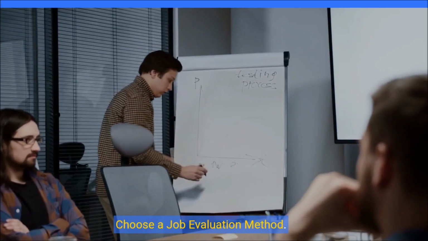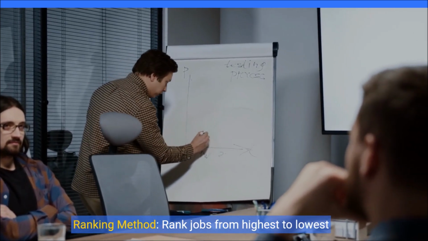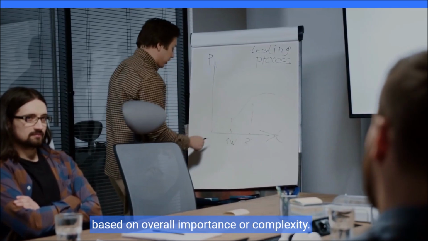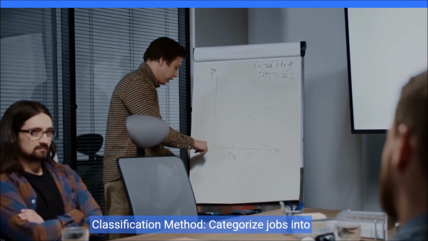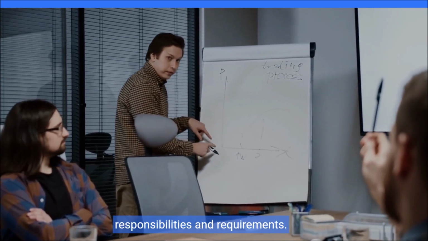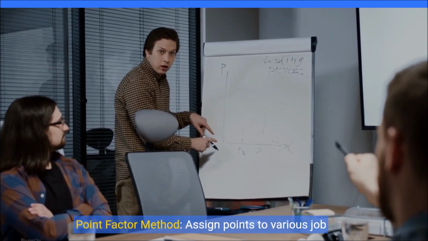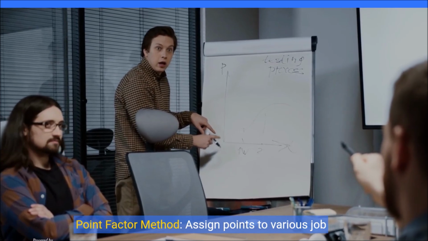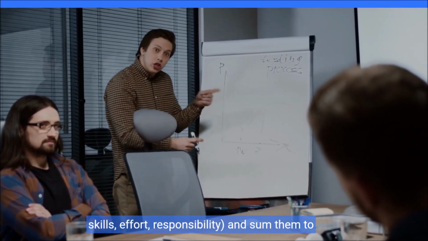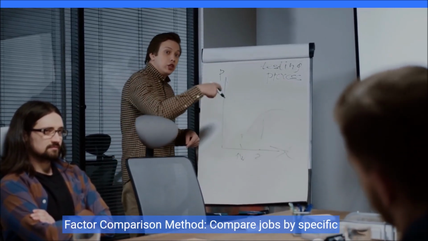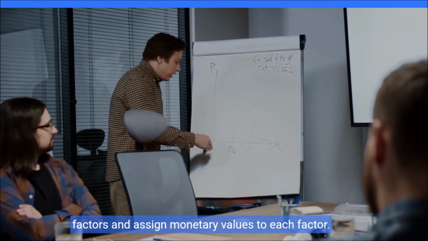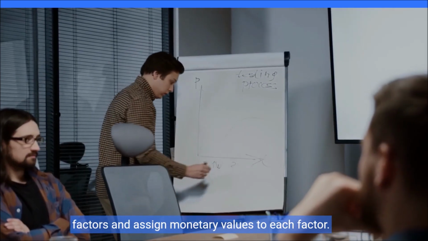4. Choose a job evaluation method. Ranking method: rank jobs from highest to lowest based on overall importance or complexity. Classification method: categorize jobs into predefined classes or grades based on similar responsibilities and requirements. Point factor method: assign points to various job factors, e.g. skills, effort, responsibility, and sum them to determine a job's grade. Factor comparison method: compare jobs by specific factors and assign monetary values to each factor.